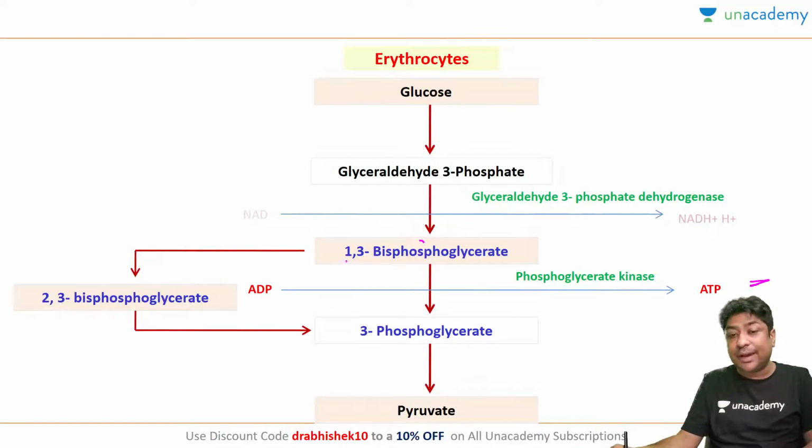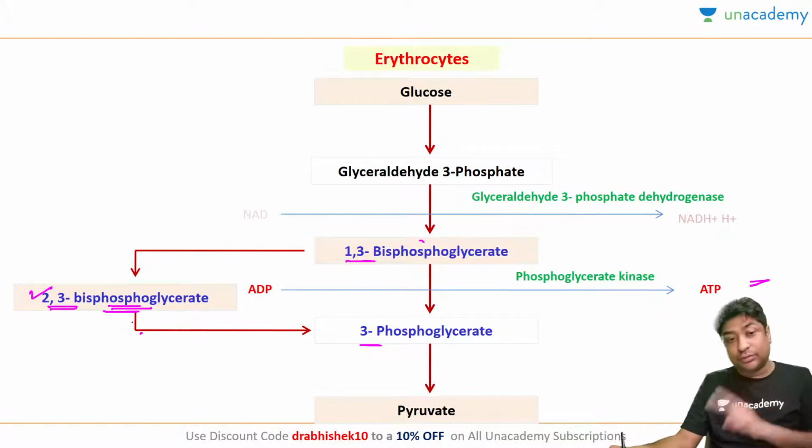That this 1,3 bisphosphoglycerate is mutated, which means it undergoes isomerization and it forms 2,3 bisphosphoglycerate. And this 2,3 bisphosphoglycerate again loses one phosphate and gets converted into 3-phosphoglycerate. So an additional step is added.